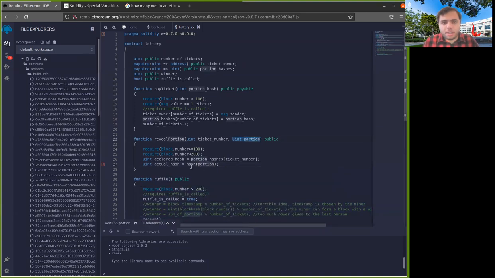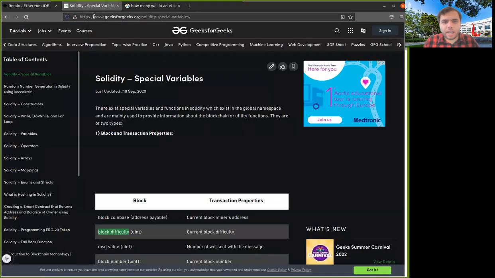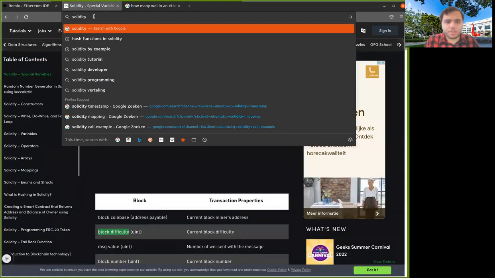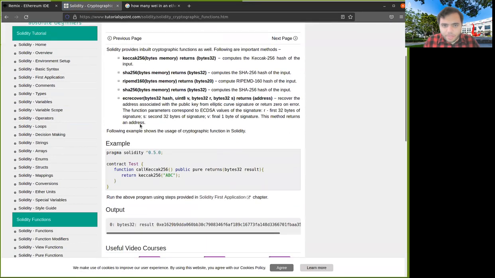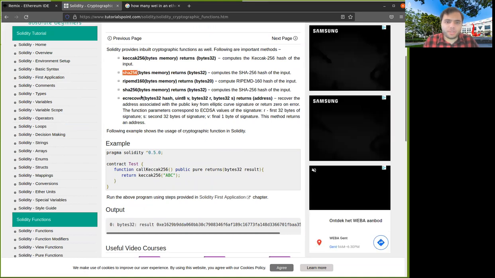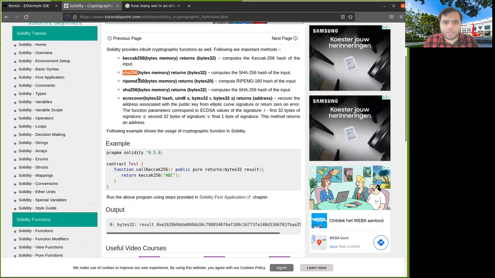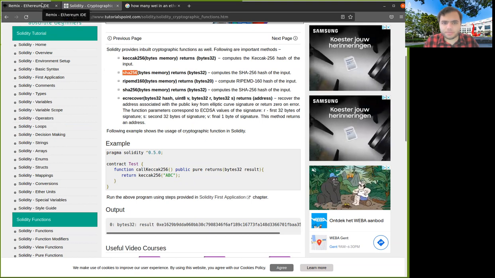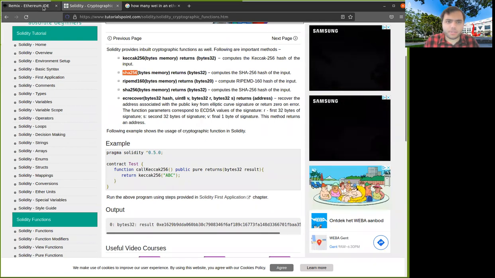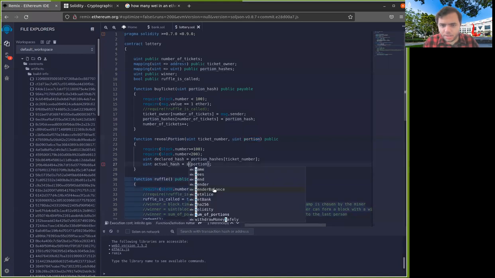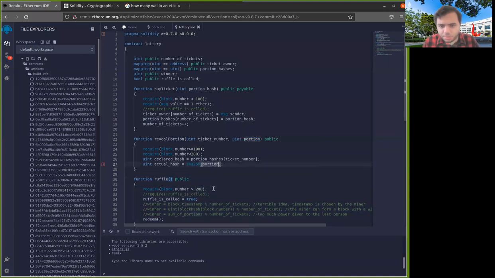It's given here. But we have to fix a hash function, and Solidity has a bunch of hash functions. I can just search for hash functions in Solidity. You can see that, for example, it has SHA-256, or a bunch of other hashes that you can use. Let's just use SHA-256. So let's say this is the SHA-256 hash of the portion.